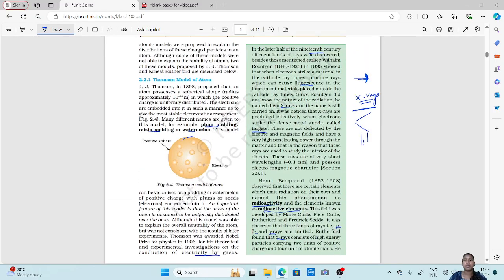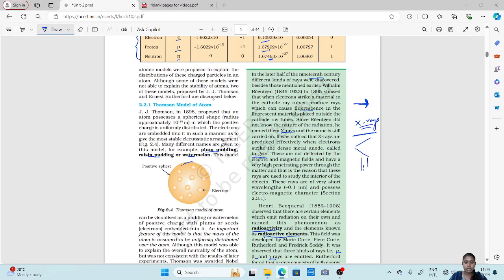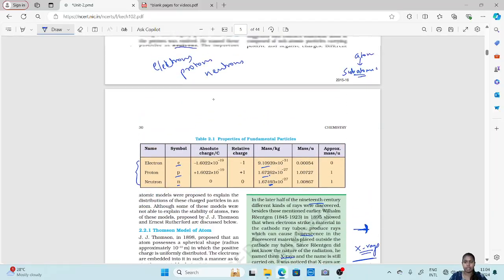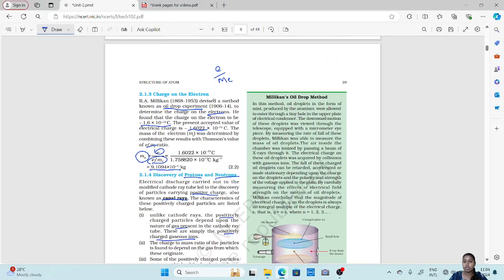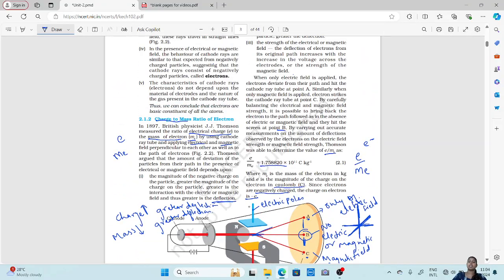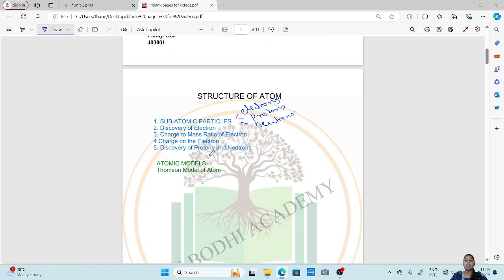In today's class, we have seen Thomson's model. We have also seen the rays: X-rays, alpha rays, beta rays, gamma rays. And we have also seen the discovery of protons and neutrons, the charge on the electron, and the charge to mass ratio of an electron. We have seen all this today, along with J.J. Thomson's model, where he said the atom is a sphere of positive charge with electrons embedded inside.